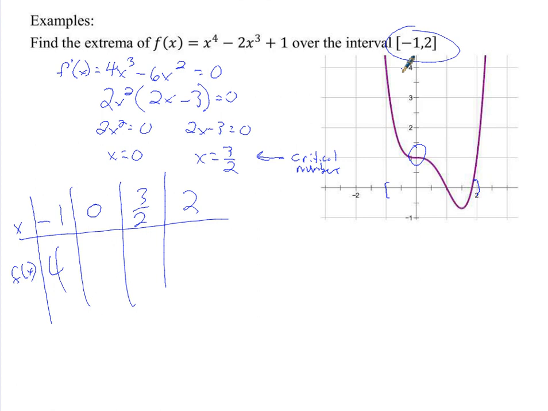You're not always going to be getting a graph. You're not going to always look at a graph. You need to know how to do this algebraically. Okay? So I take 0, plug it in. Clearly, I just get 1 there.